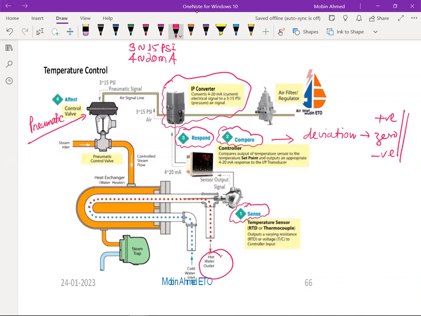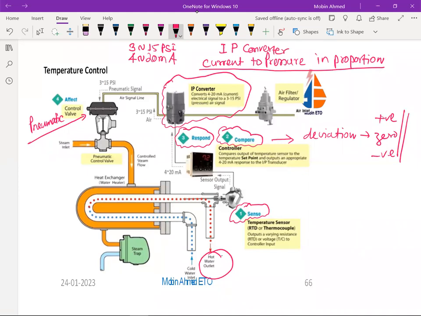We require a converter. So this IP converter is going to convert the current to pressure in proportion. So it is going to convert, and that's why the name has come. Current means I, and pressure means P. So that is the name IP converter. That is how the name has come.